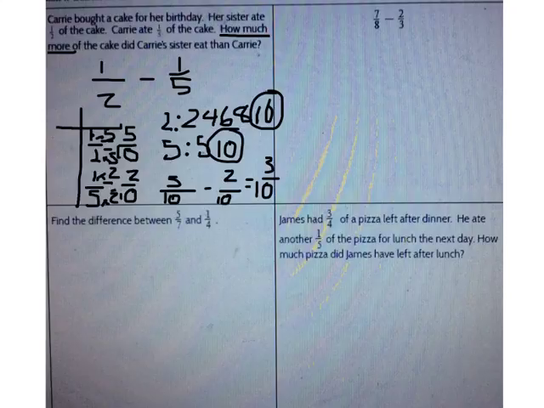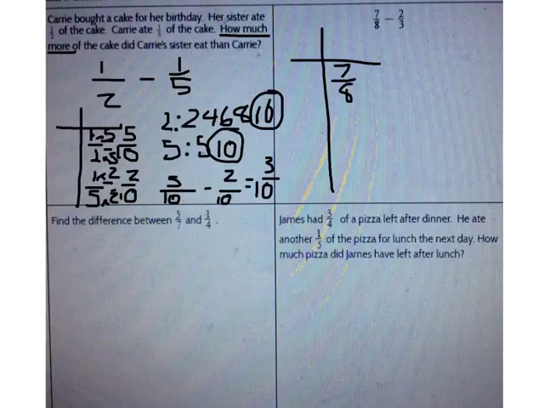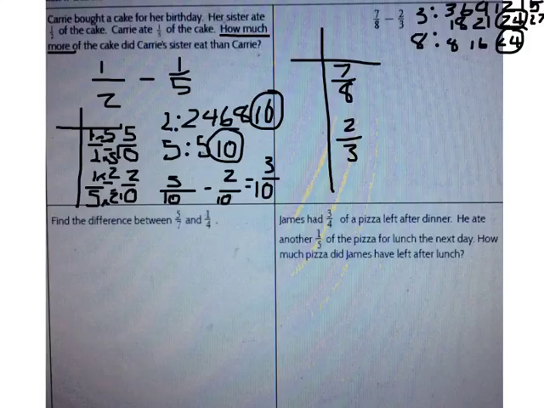Now try another one. What's 7/8 minus 2/3? Remember, find the least common denominator, change into equivalent fractions, and then subtract. First, what's the least common denominator of 7/8 and 2/3? It's 24. So I need to change both fractions so that the denominator is 24.